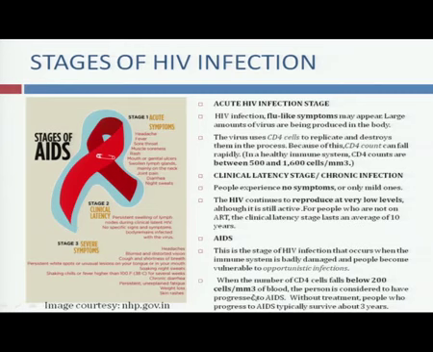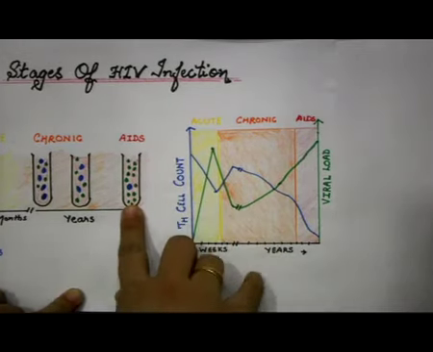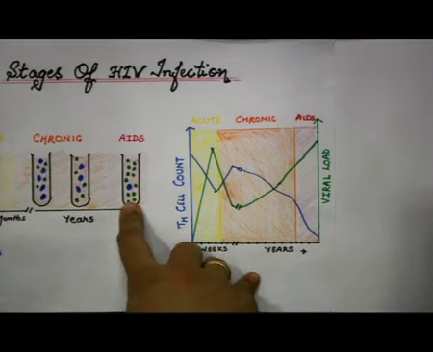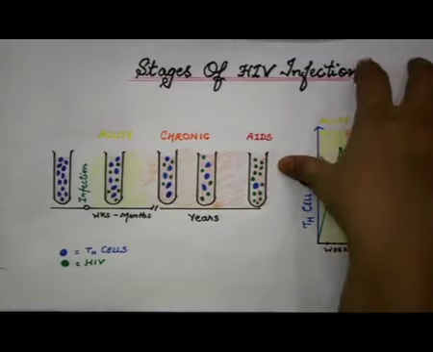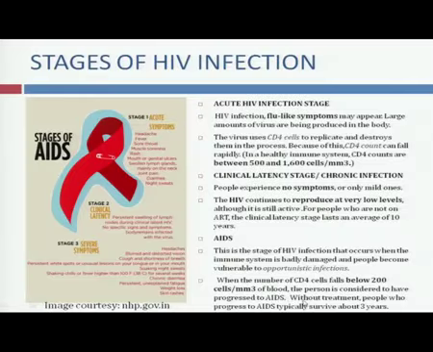At this stage, what is happening? The viral particles increase in number and the CD4 count has decreased. So, what will happen? The opportunistic infections will now occur and they will make the body very sick. And as I said earlier, many people die of these opportunistic infections. Without treatment, people who progress to AIDS typically survive about 3 years.